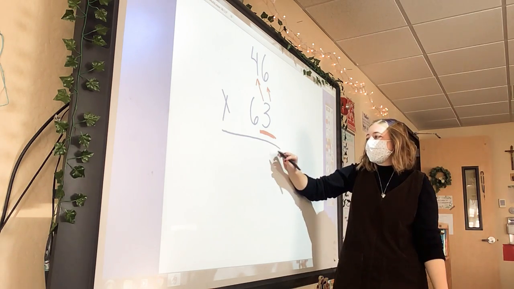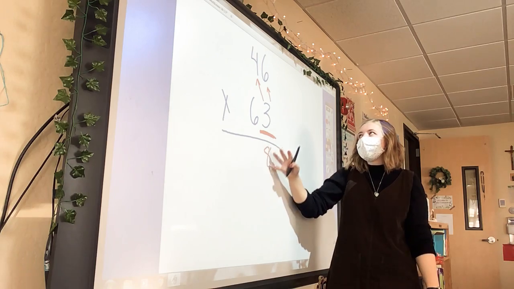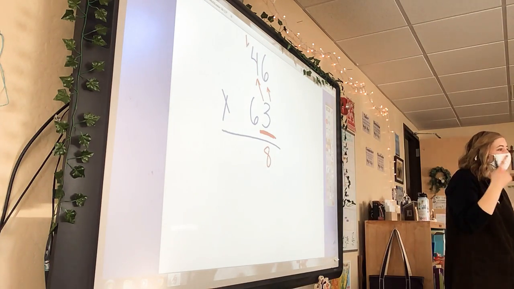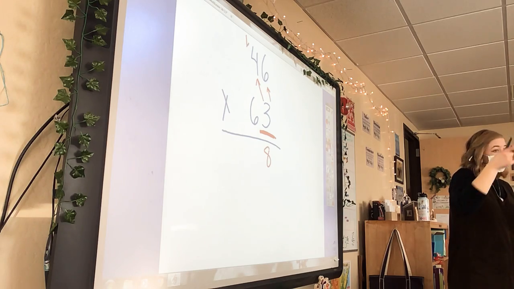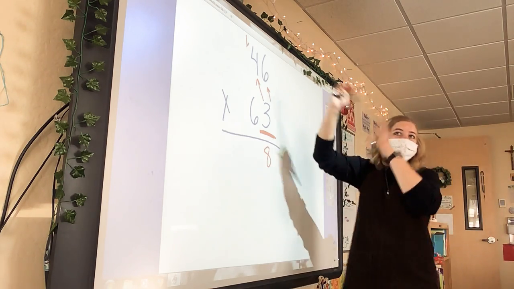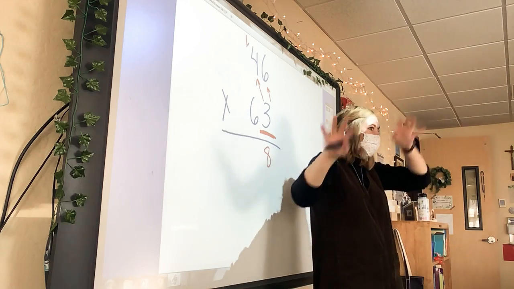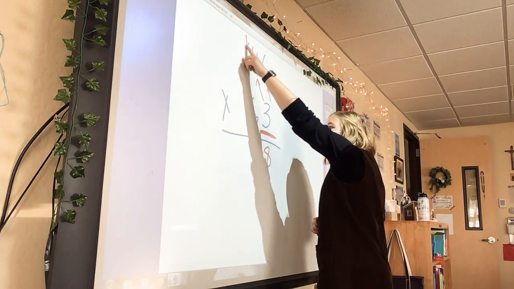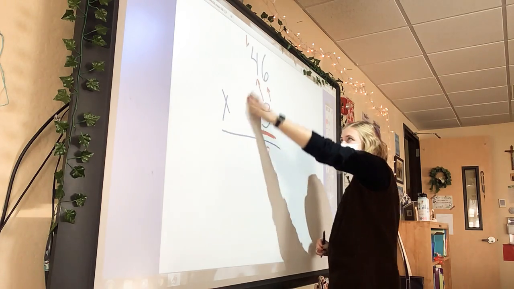3 times 6 gives me 18. So the 8 comes down, the 1 carries over, right? Because that 1 isn't a 1, it's 1 what? 10, okay? So the 10 has got to go with the 10s. They've all got to go to their own crew, right? So that 10 has to carry over to the 10s place, okay?